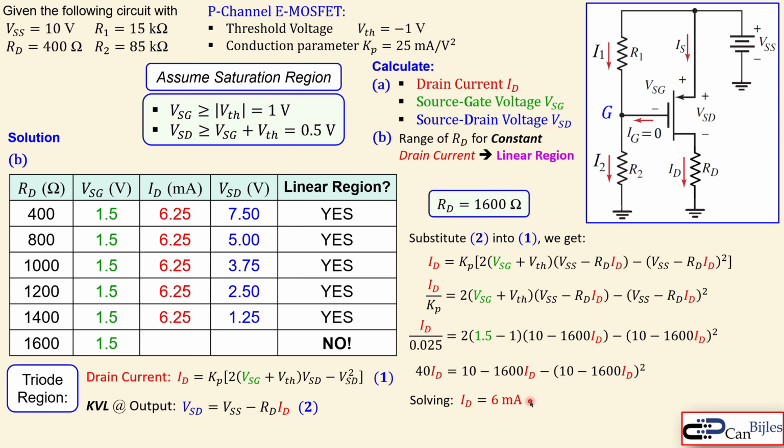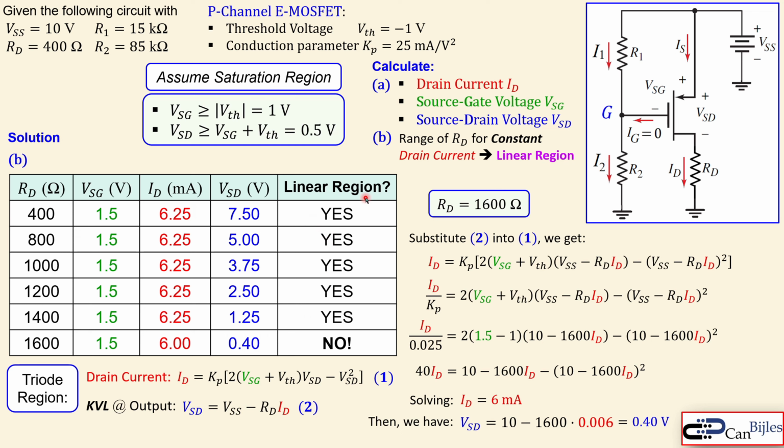Now once we know this, we can use equation number 2 and we say VSD is equal to VSS minus RD times ID, and now 1.6 kilo ohms times 6 milliamps will give us 0.40 volts. Or we can now say the new value for our drain current is 6 milliamps, and also the VSD is a new value of 400 millivolts.